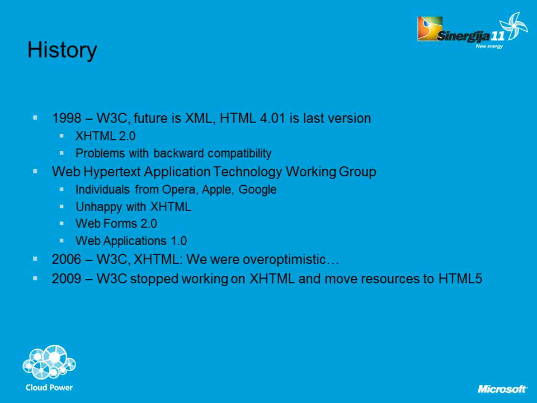And because of this problem and some more problems around the XHTML specification and about the process, the guys from industry, the guys from Apple, Google, Opera, established a new working group for HTML. The name of this group is Hypertext Application Technology Working Group. And they started producing new specifications for old HTML. Those specifications were very close to the industry needs.